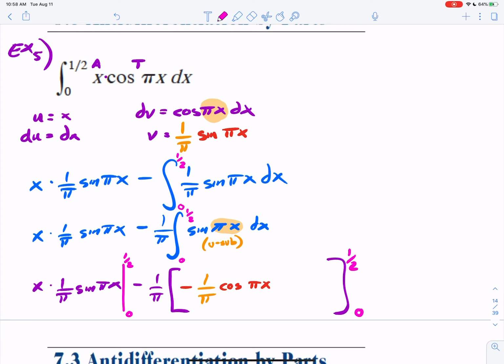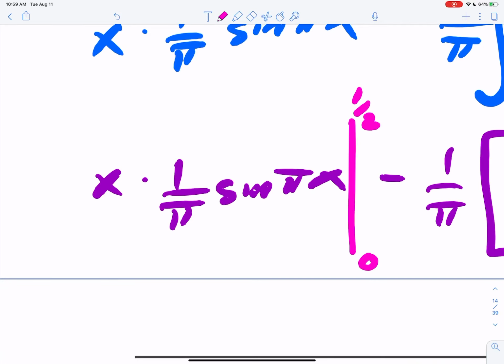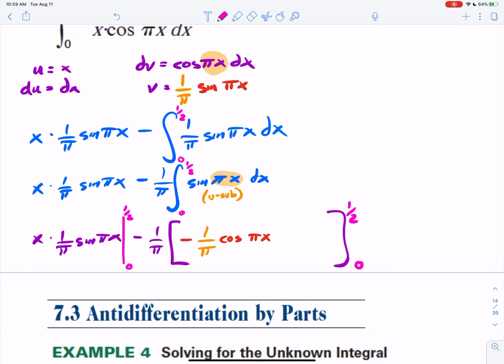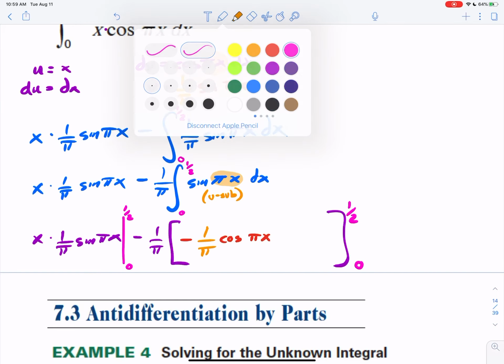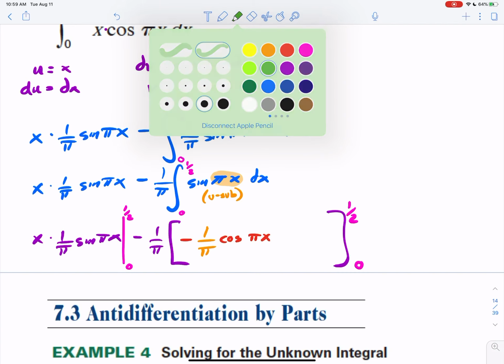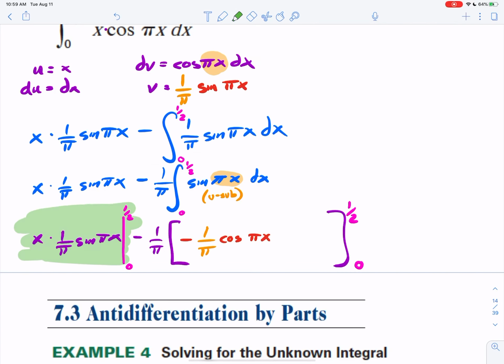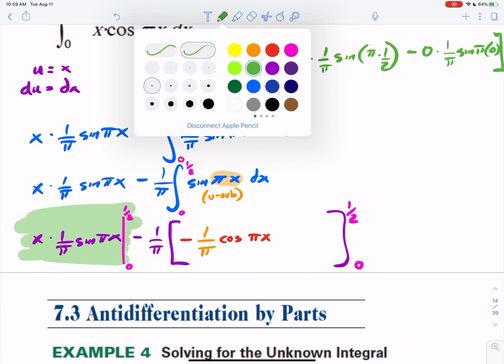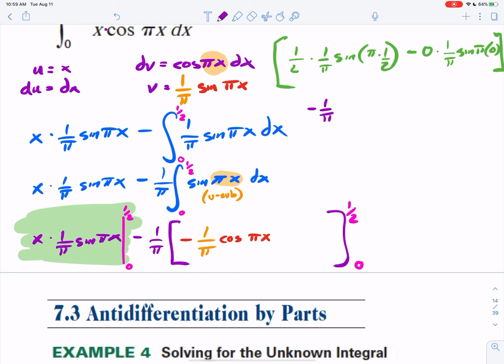So here on the left, remember, you plug in your upper minus your lower. So here we go. Let me highlight this so you guys can see it. I'm going to take care of everything in green right here. So upper will be 1/2 times 1 over pi sine of pi times 1/2. That's upper. Minus lower is going to be 0 times 1 over pi sine pi times 0. Okay? That's the green. Minus 1 over pi.